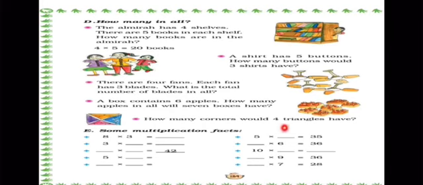How many corners would 4 triangles have? So now over here, a triangle has how many sides? A triangle has 3 sides. So 4 3s are 12. So there will be 12 corners.